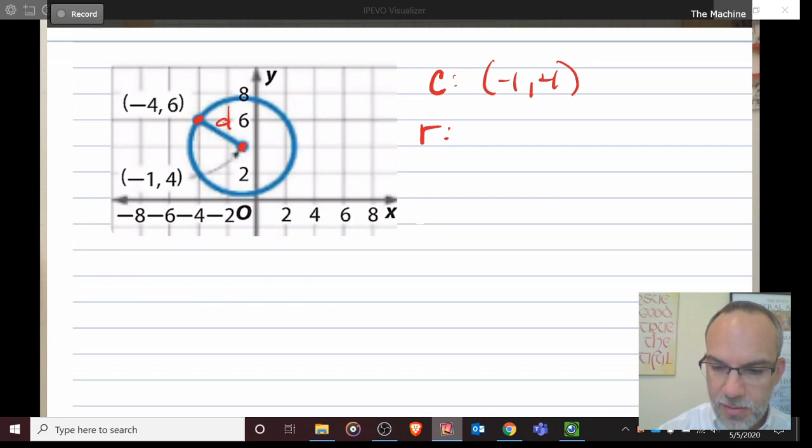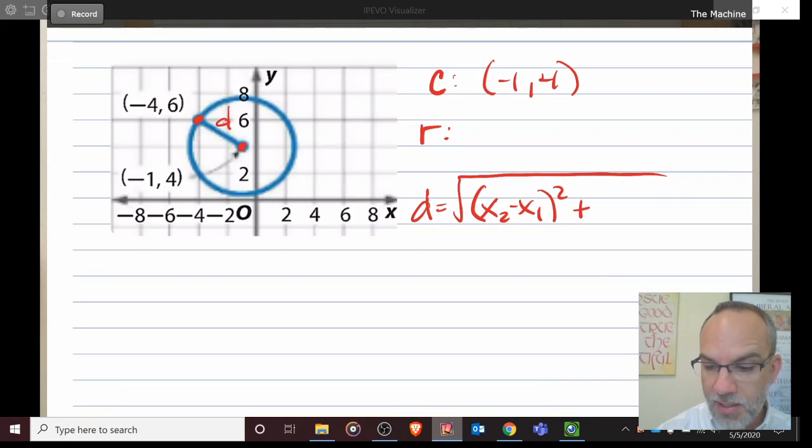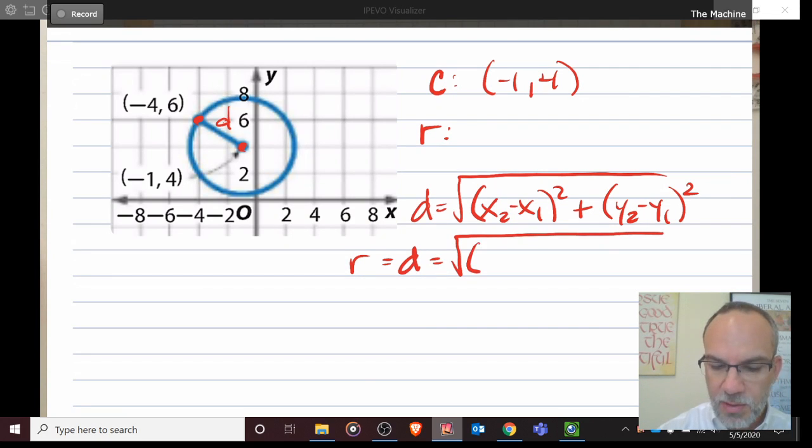So the distance, where's my pen? Here we go. Distance is the square root of, and I always write the formula down every time I use it, x2 minus x1 squared plus y2 minus y1 squared. Now the distance, which is also the radius, remember, is equal to the square root of, I don't know, I'll pick the center as the first point.